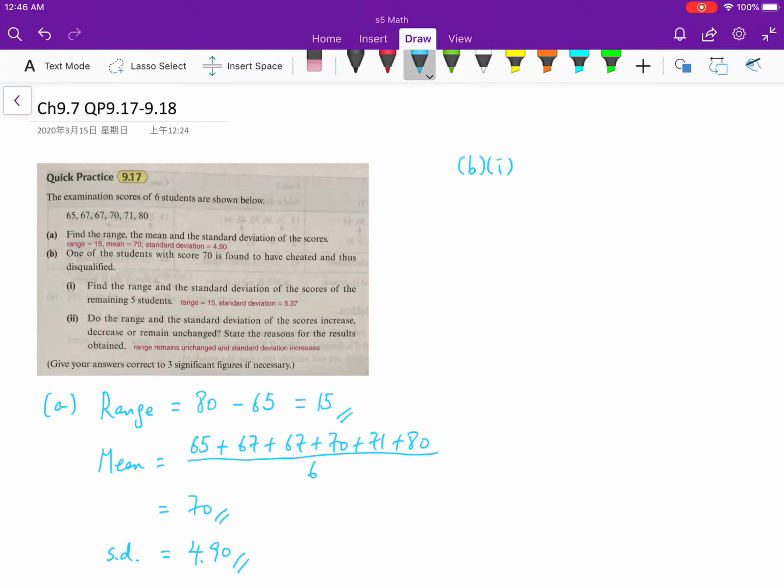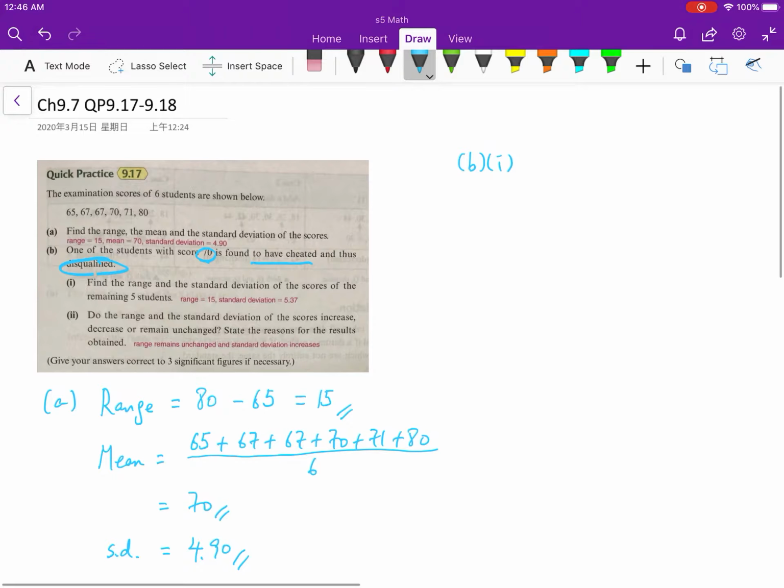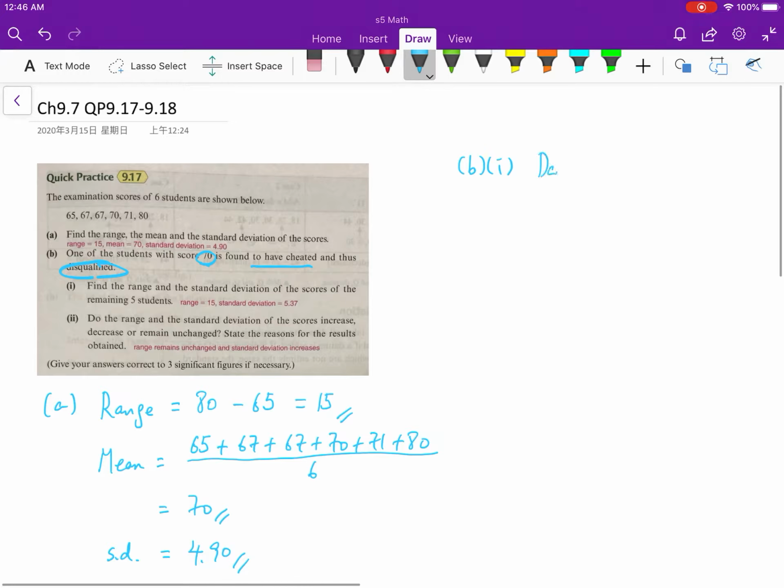And now we go to B1. Now B1, we need to look at the questions carefully. The student with score 70 is found to have cheated and thus is disqualified. So first of all, you need to determine whether the data is added or removed. Disqualify means we try to remove the data from the data set.